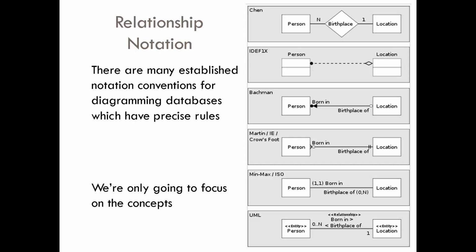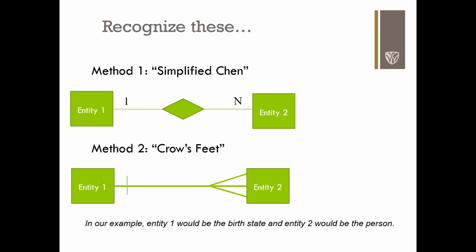There are lots of different ways of diagramming relationships and entities. We're going to just focus on the two most common ones, recognizing, however, that whoever you're working with may have their own conventions or diagramming techniques they prefer to use. The first might be called a simplified Chen notation, where the entity is represented, in this case, by a square. The relationship is represented by a diamond shape, and then we specify on each end whether it's one-to-one or one-to-many.